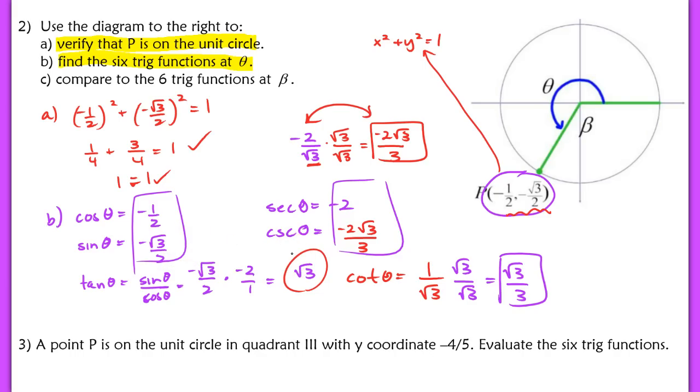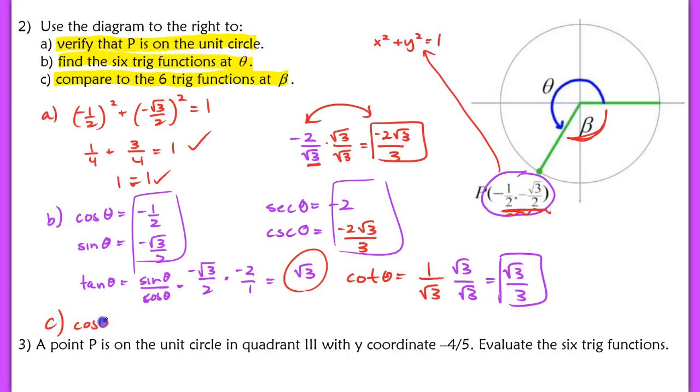Okay, now the last part, this third part here, says to compare these 6 trig functions to the 6 trig functions at beta. This is just another Greek letter. So here you can see that it's a coterminal angle. If I compare that to this angle measure here, well, I'm using the exact same coordinates. So in part C, it's pretty redundant.